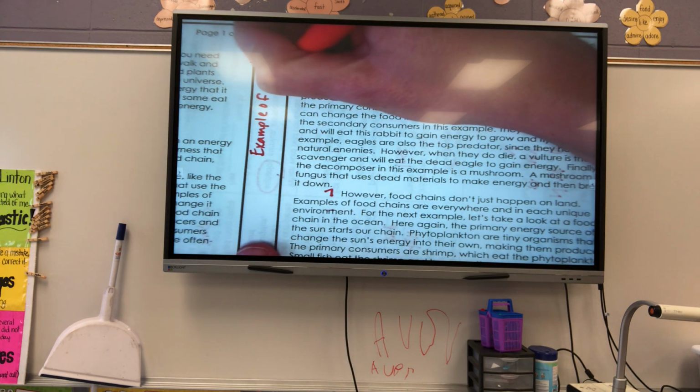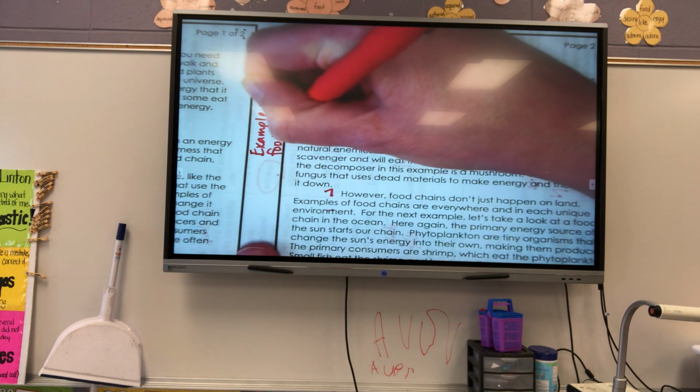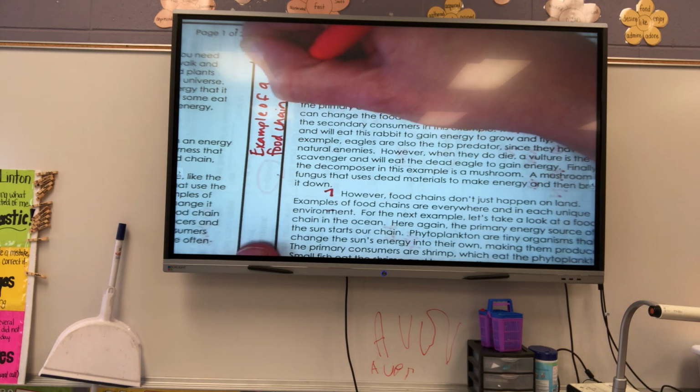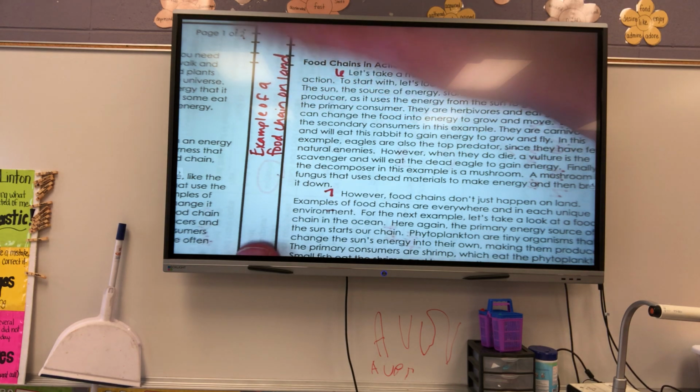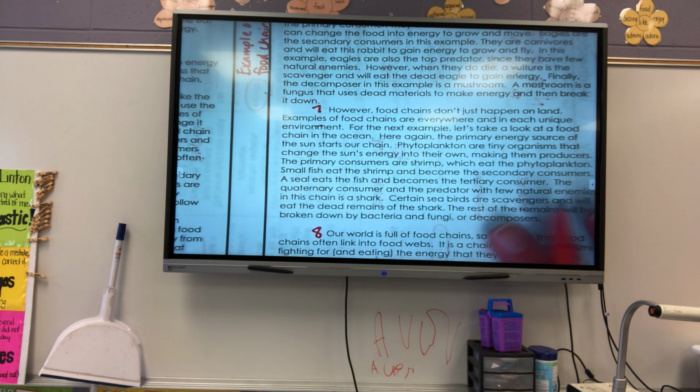A land chain. Where's the top of the land chain? Besides the spiders. Mm-hmm. All right, so this is an example of a food chain on land. So what is 7 about?